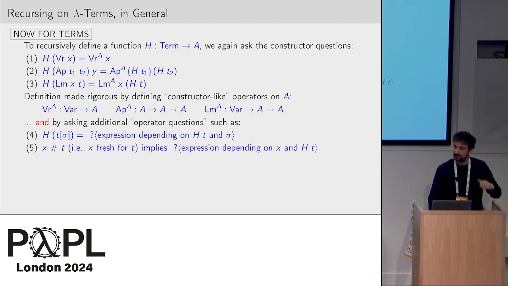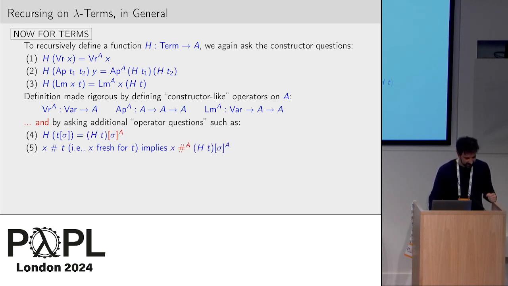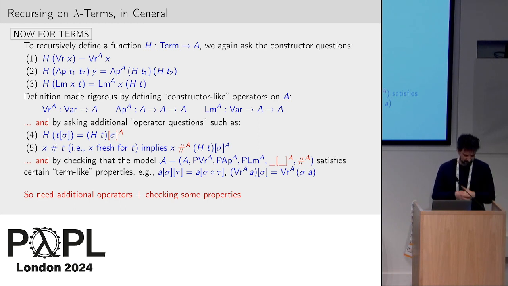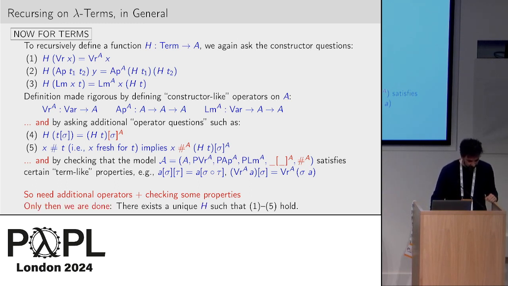So these are two additional questions that help us get the definition through. We answer this by thinking about how our hypothetical function is supposed to interact with these operators. And this gives corresponding operators on the target domain. And only now can we have the definition accepted. So we need additional operators, and we need to check some additional properties.